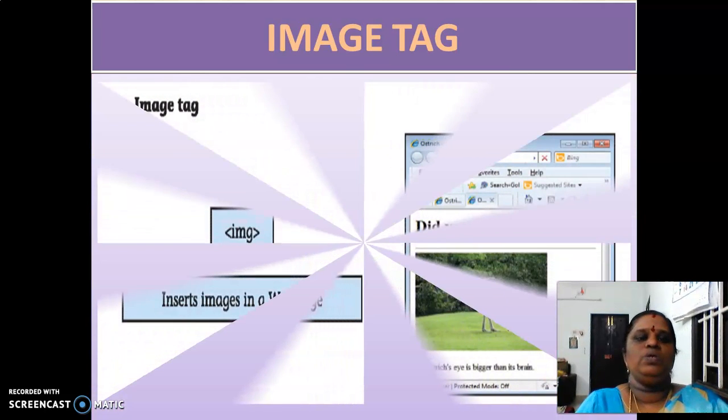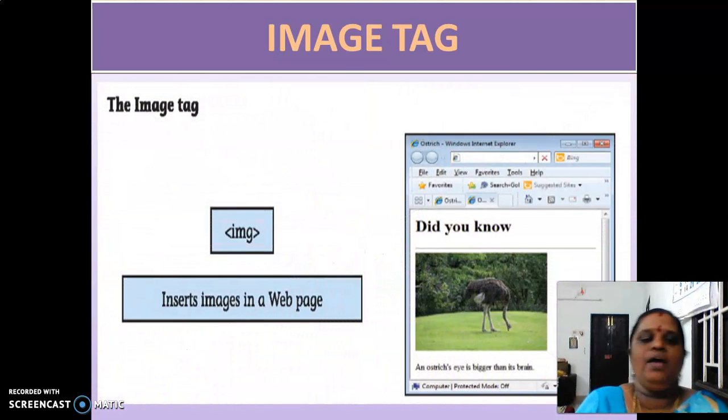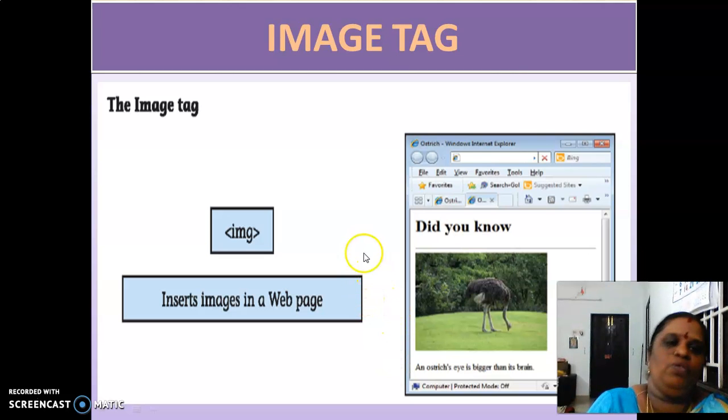So this is the image tag. The tag will be img. In this img tag we will insert images into the web page like this. So it will insert the image in the web page. To insert images in the web page, we will be using the tag called the img tag, the image tag. Okay, children?